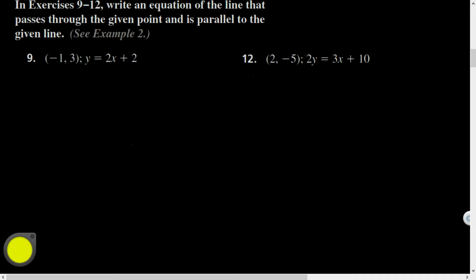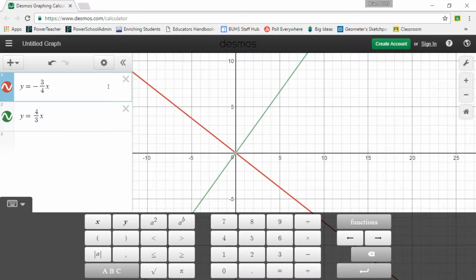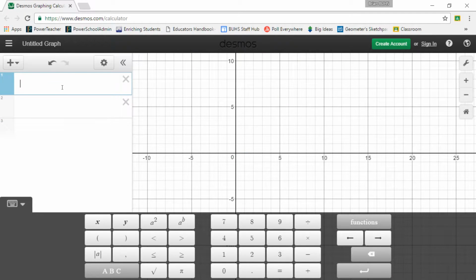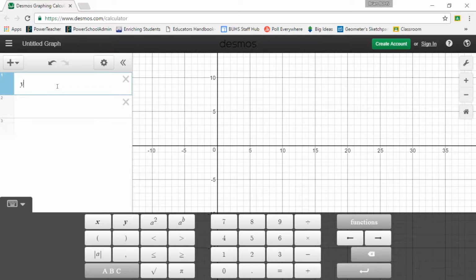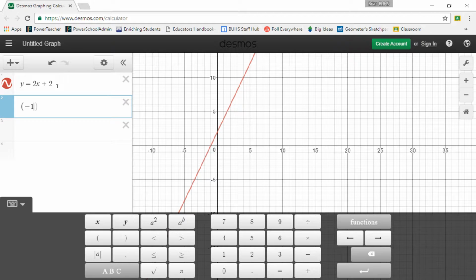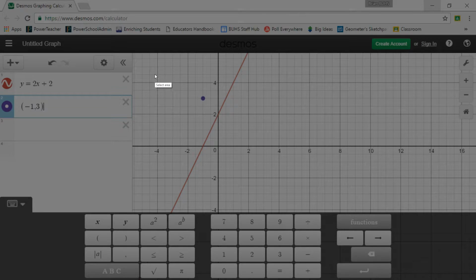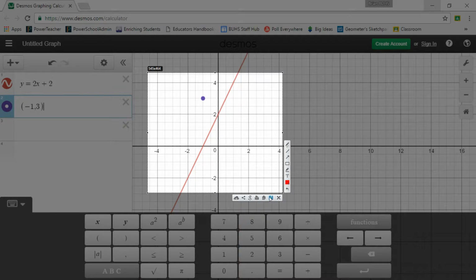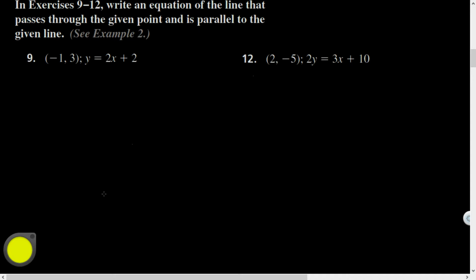Let me actually open up my Desmos grapher here. Let me graph one of those lines. So y equals 2x plus 2, right there. And plot the point negative 1, 3. So negative 1, 3 is like so. It looks like I can zoom in, something like that. Let me grab a little screenshot of this right there.